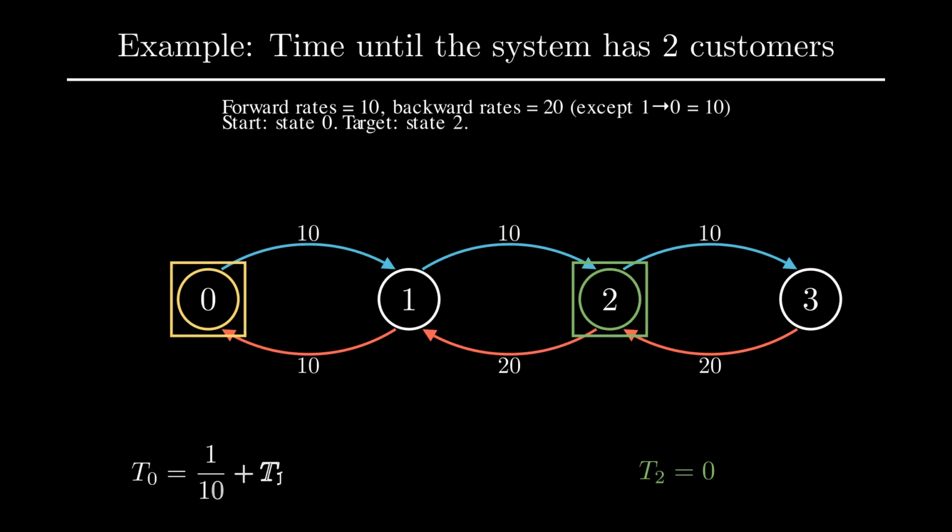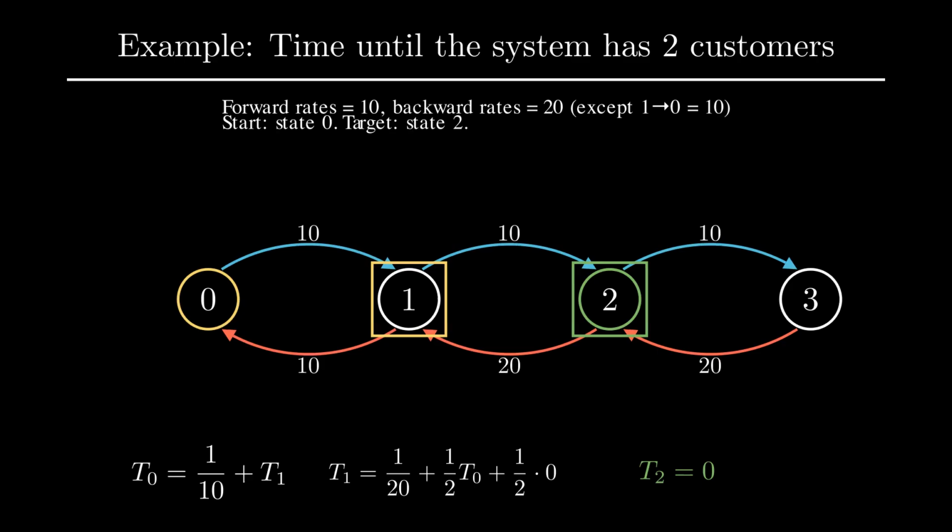Step 2. From state 0, there is only one exit, to 1 with rate 10. The residence time is 1/10, and afterward we are guaranteed to be in state 1. And step 3. From state 1 we go to 0 or to 2, both with rate 10. Capital Lambda 1 is 20, so the residence time is 1/20th, and we go to each neighbor with probability 1/2.